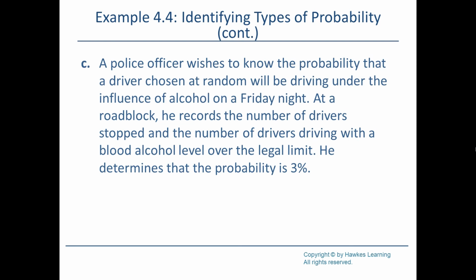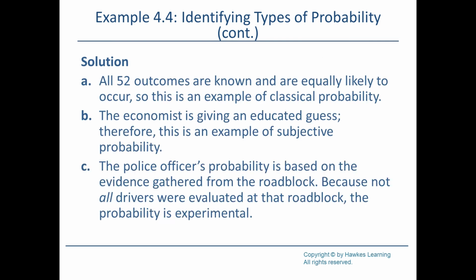A police officer wishes to know the probability that a driver chosen at random will be driving under the influence on a Friday night. So he records the number of drivers at a roadblock, the number of drivers drinking with blood alcohol levels over the legal limit. He determines the probability is 3%. That is very clearly a relative frequency or an experimental probability because it's based on the experiment that he performed. We just discussed that.